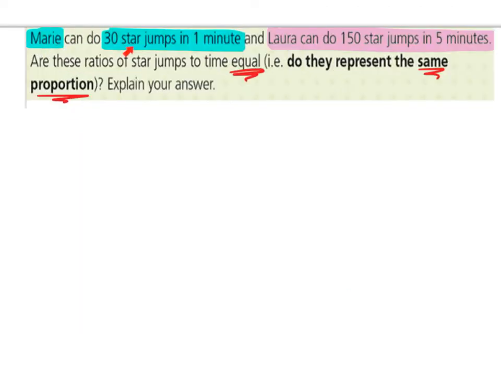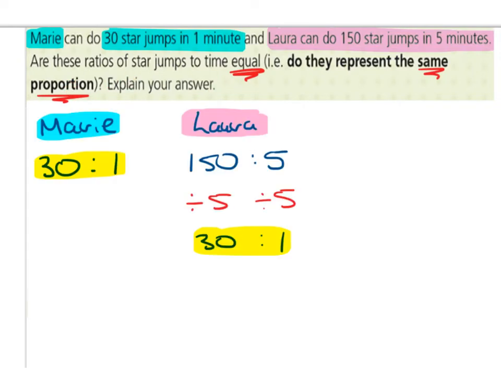Mary can do 30 star jumps in 1 minute, and Laura can do 150 star jumps in 5 minutes. Are these ratios of star jumps to time equal? I.e., do they represent the same proportion? Explain your answer. So Mary's ratio is 30 star jumps in 1 minute, so that's 30 to 1. And Laura's ratio is 150 star jumps in 5 minutes, so that's 150 to 5.